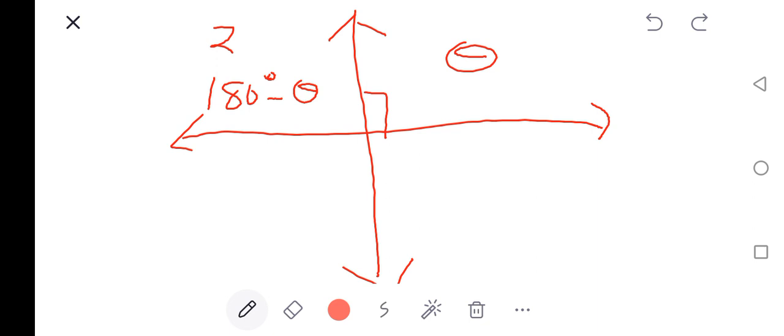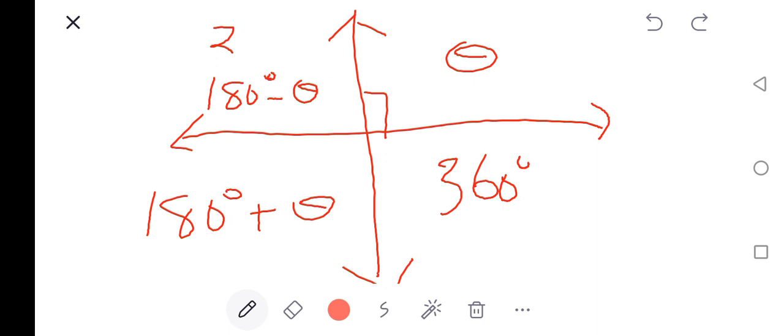In quadrant 3, it's 180 plus theta. In quadrant 4, it is 360 minus theta. Those are very important. They are just three formulas: 180 minus theta, 180 plus theta, 360 minus theta. Have we copied those?